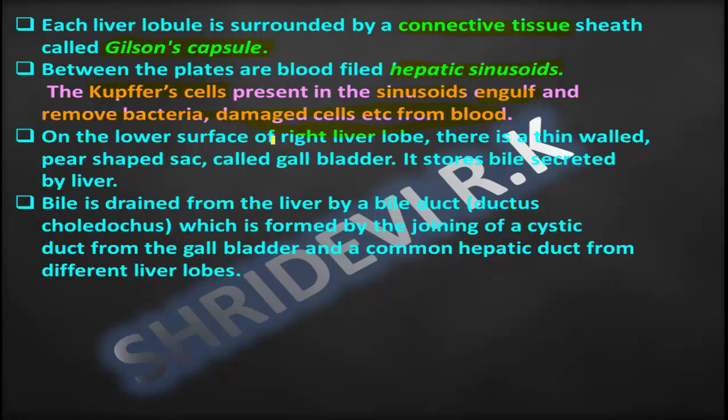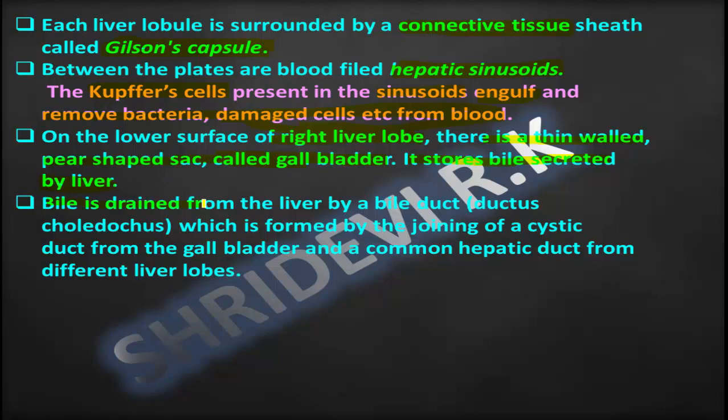On the lower surface of the right liver lobe, there is a thin-walled, pear-shaped sac called the gallbladder. The right liver lobe is the larger one, and it contains this pear-shaped sac called the gallbladder, which stores the bile secreted by the hepatocytes of the liver.